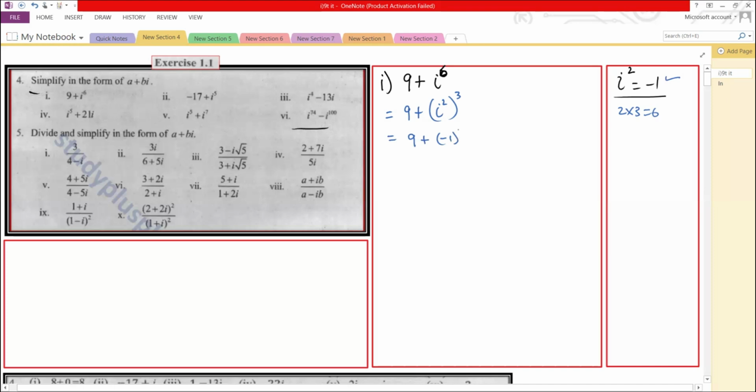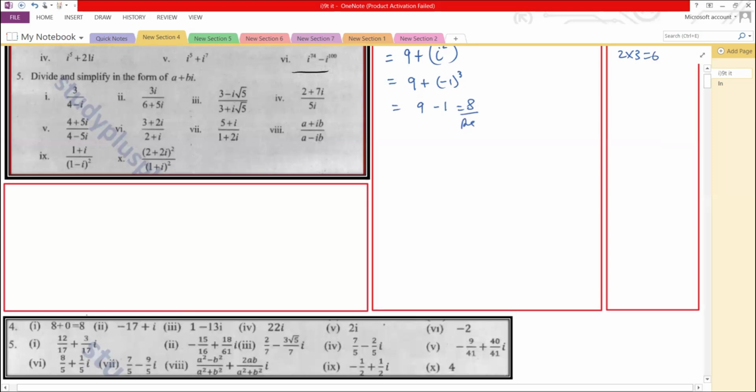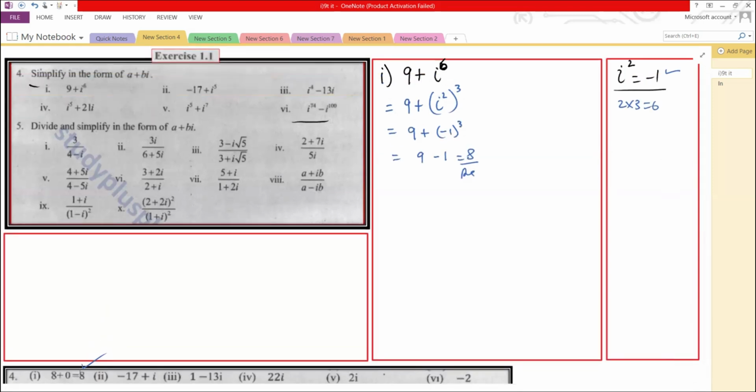So cube. So 9, it will be -1 because the square gives -1, but the odd one, keep it as it is. So 9 minus 1 is equal to what comes, students, here? 8 is your answer. So here we can see this one, 8, is our answer. In all the questions we have to do the same thing.